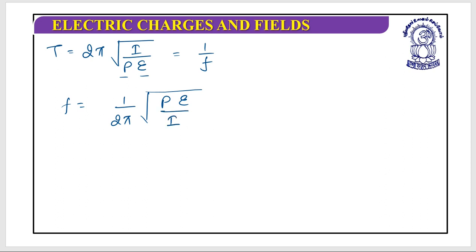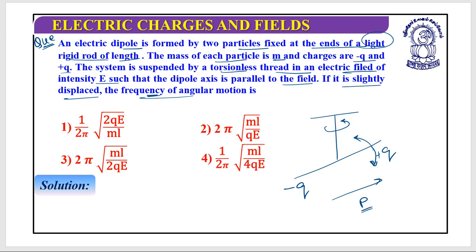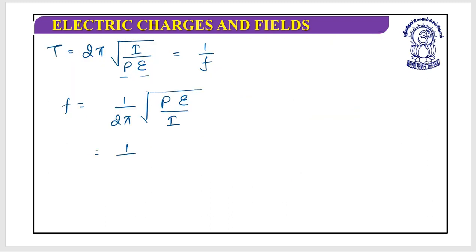Yes, do you understand up to this? Now look at the options. In your options you cannot see p, and you are not having I anywhere. So I need to replace the p and I need to replace the I. How can I replace the p? It is dipole moment, so it would be q into length multiplied by electric field divided by I. I is the moment of inertia. I should write it as m into L square.